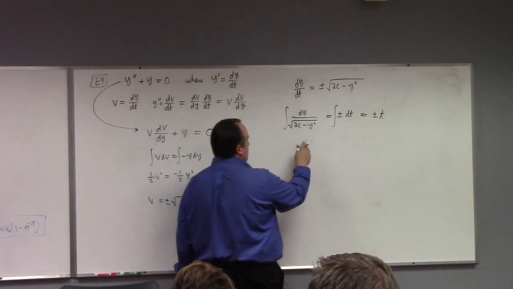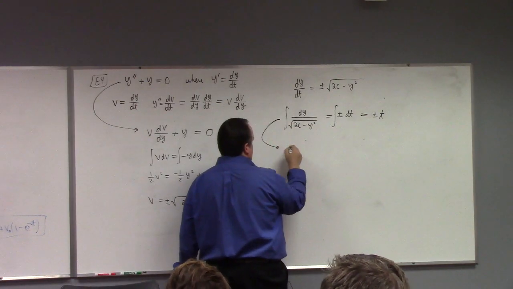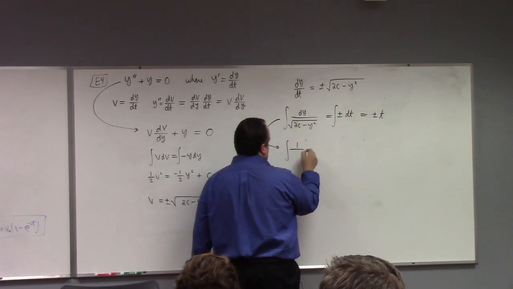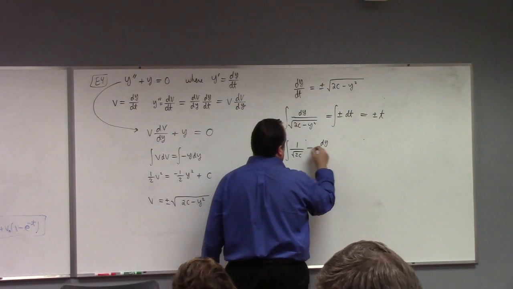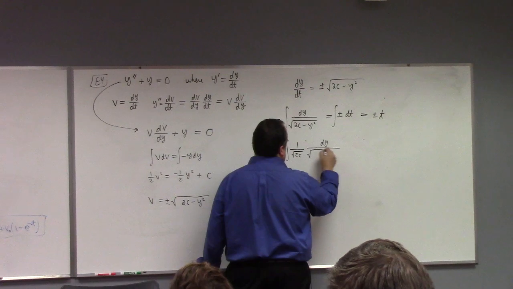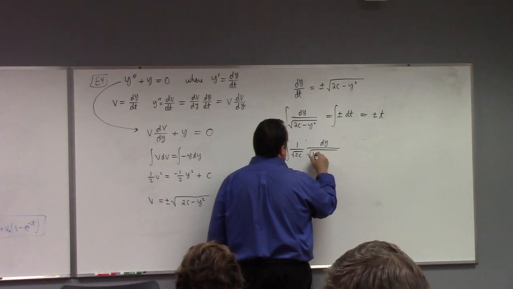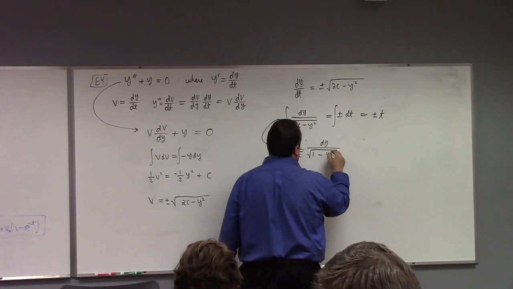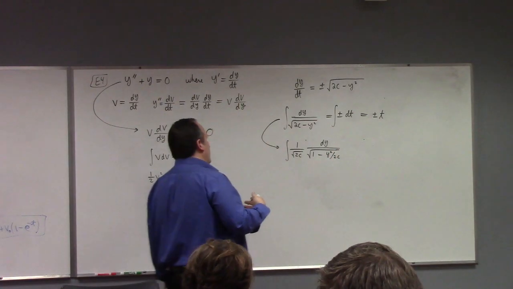This one, if we factor out 2c from that, what do we get? 1 over the square root of 2c, right? dy over the square root of 1 minus y squared over 2c. I should have made a... All right.